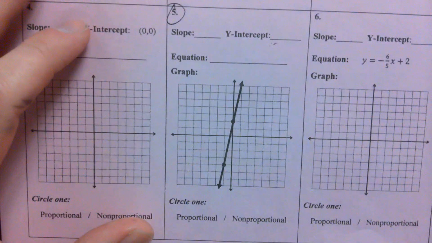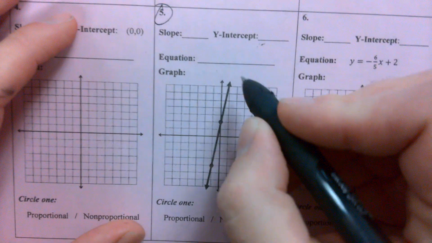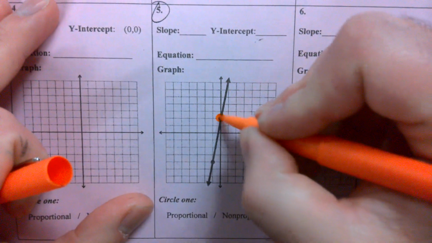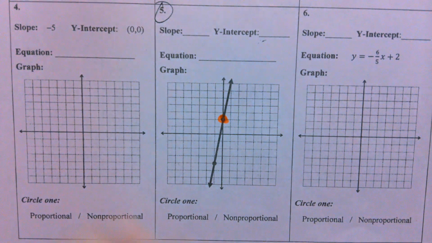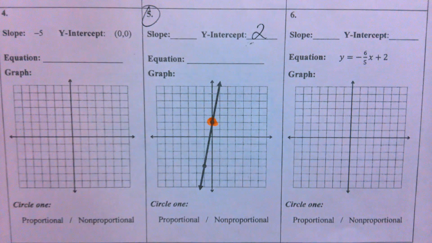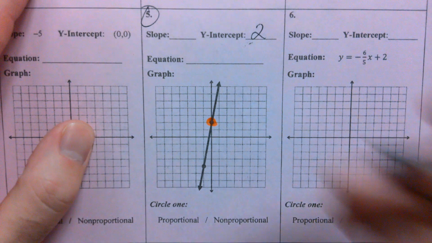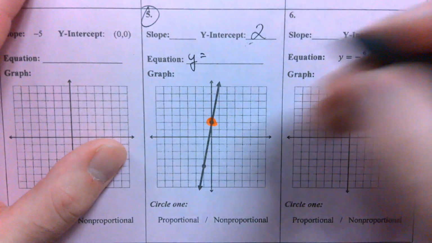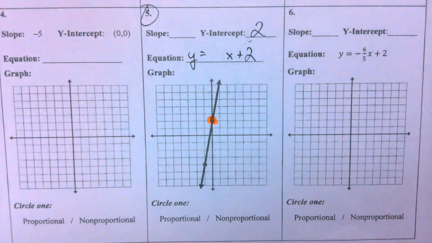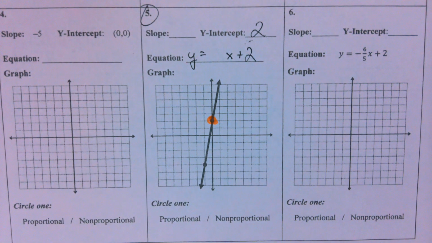So number 5, right away we can tell where the y-intercept is. It's wherever this line crosses the y-axis. Where's that point? 2. So my y-intercept is 2. We know my equation is going to be y equals something x plus 2 right away. Now all we have to do is find the slope.